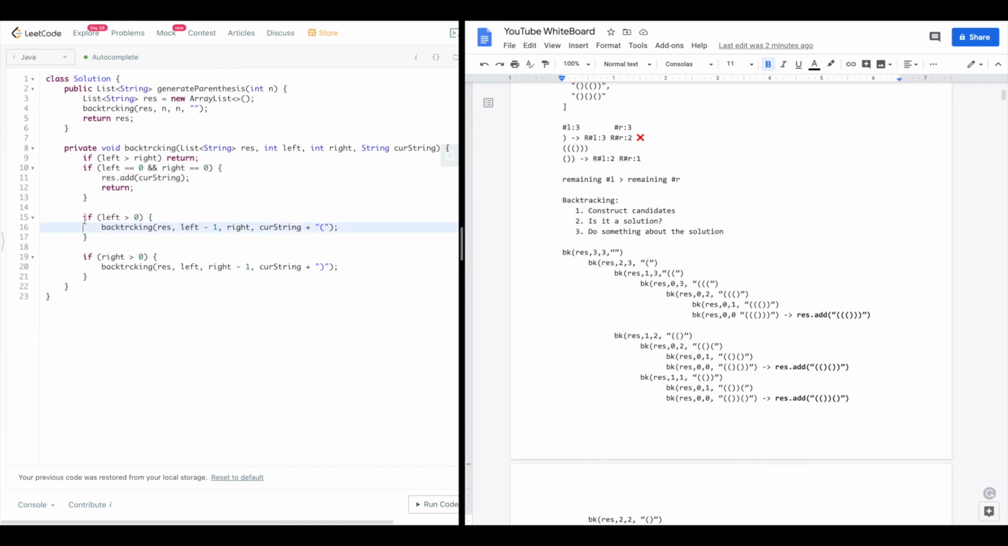Okay, and if the left is bigger than 0, we do the backtracking. And in the backtracking over here, it's left minus 1 or right minus 1. These are all the steps to construct the candidates for the next iteration, the recursion or backtracking. Yeah, this is what I understand for this problem. So okay, that's it.